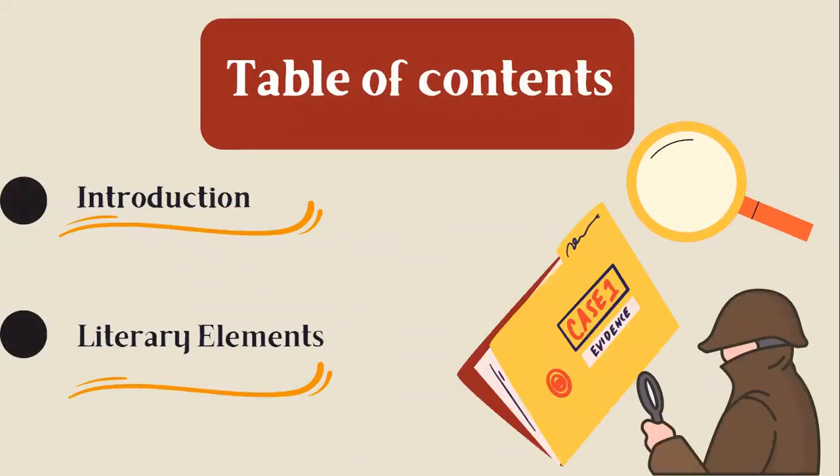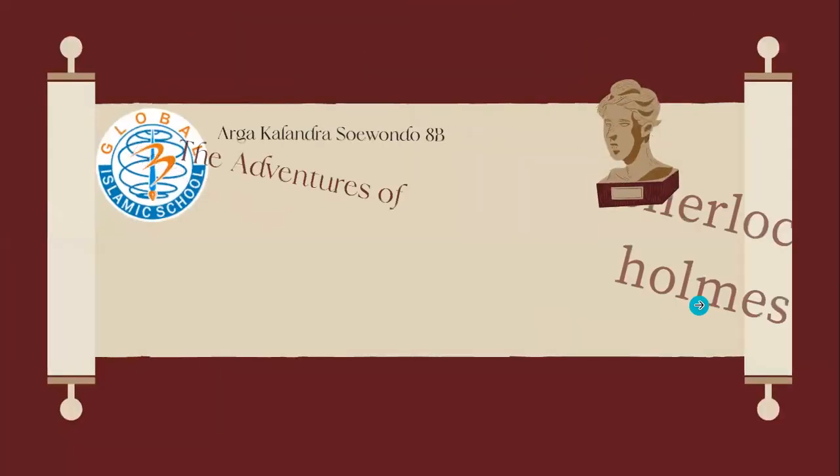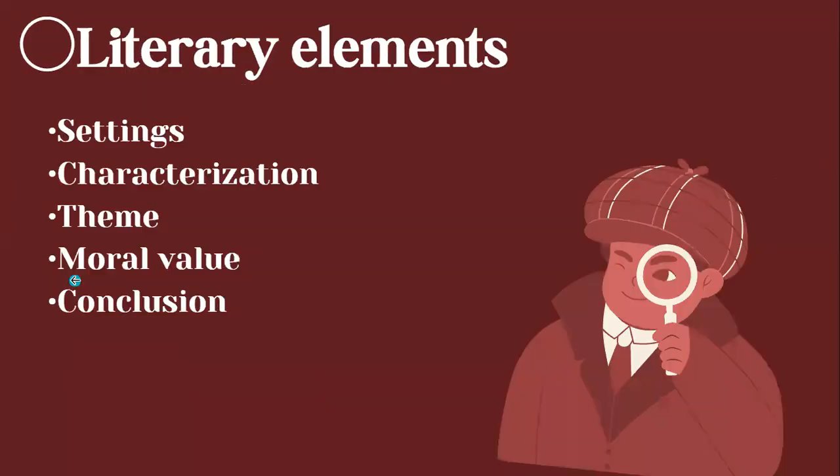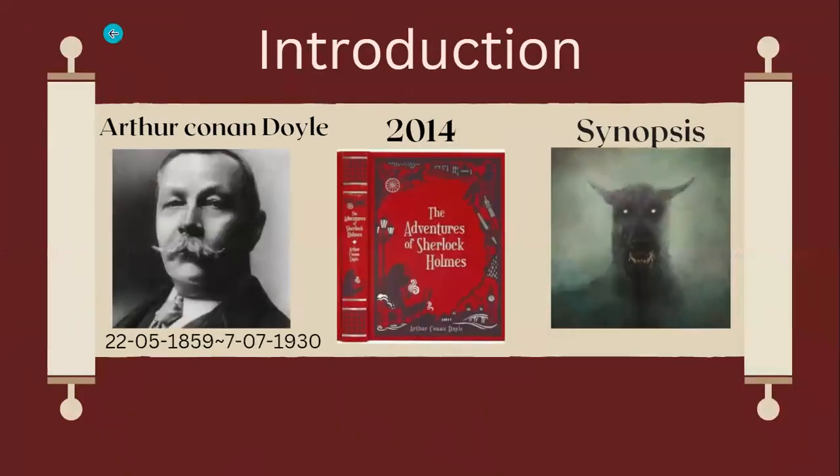In the table of contents, it contains two things, introduction and literary elements. The introduction will be explaining about the author, the book, and also the short summary. Introduction. Author, Conan Doyle. Let's start off with the author.